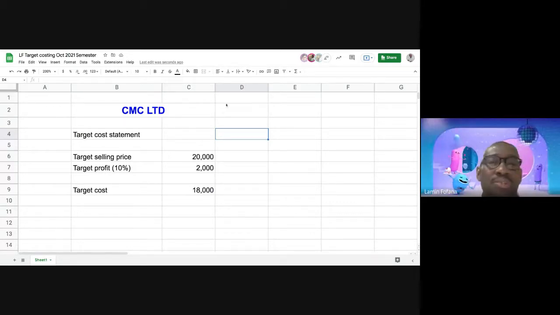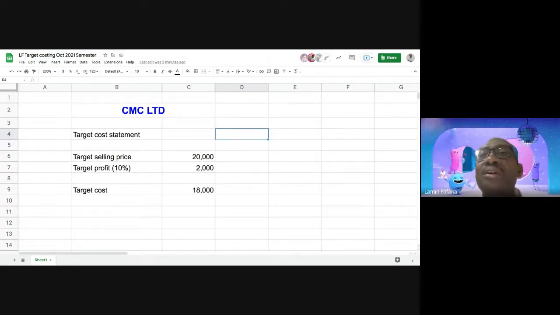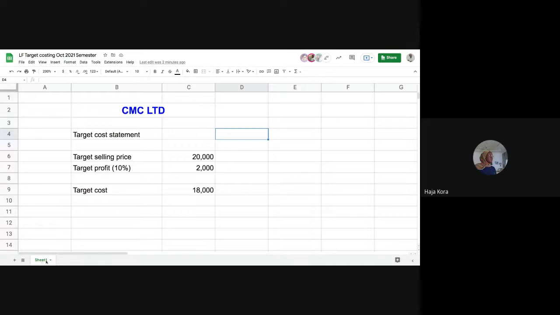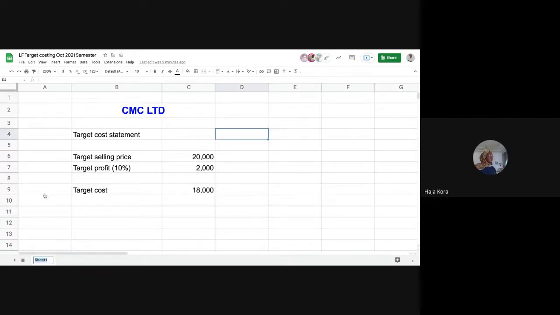Good, very good. So now what we want to do is this sheet here is called sheet 1. We want to change this sheet and then call it CMC Limited. So what we're trying to do is we're going to name a sheet. How do you name a sheet in Google Sheet? Come to this sheet where the sheet is, then you right click and then you will see rename. Then you type the name you want.